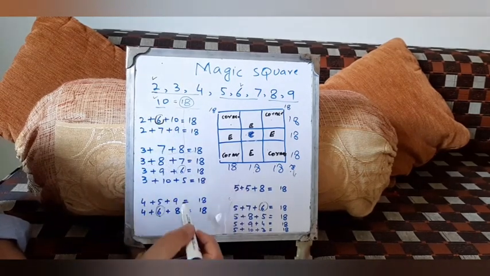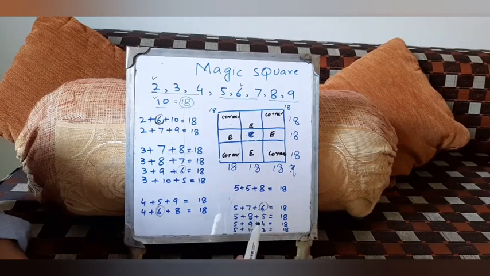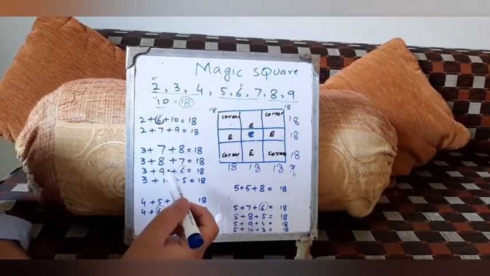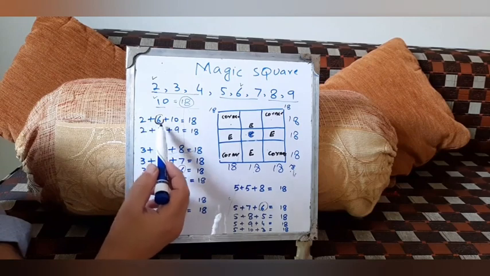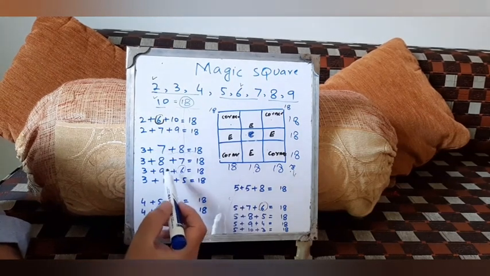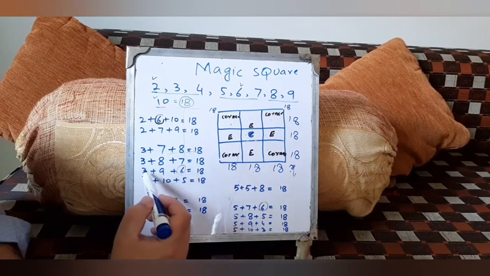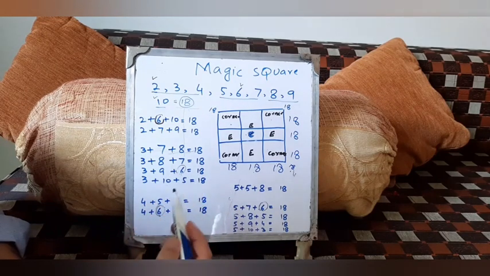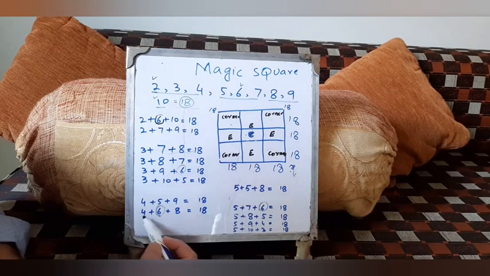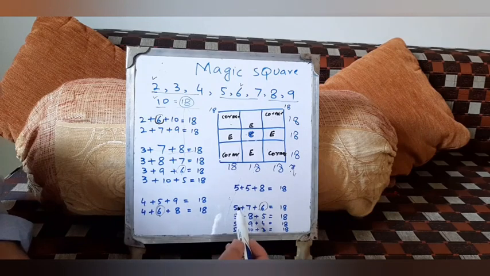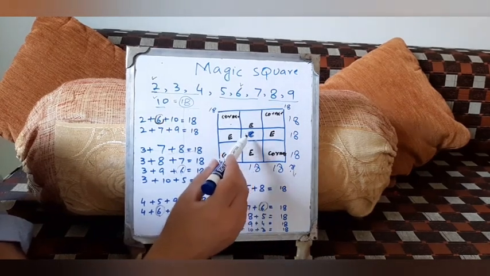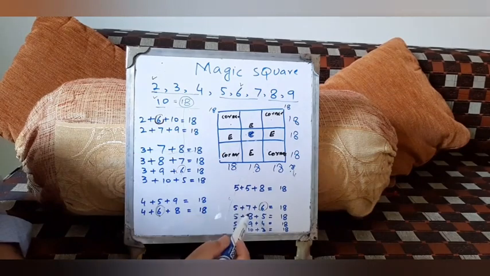You check whether they are present in the sums of other digits or not. Okay, 6 is present here, in the sum with 2 in this combination. In the sum of these 3 combinations, 3 plus 9 plus 6 is 18. 6 is also present in the combination of 4 plus 6 plus 8 equals 18, and 6 is present in the sum with 5 as well. So most probably 6 would come in the center because it's involved in 4 different sums.